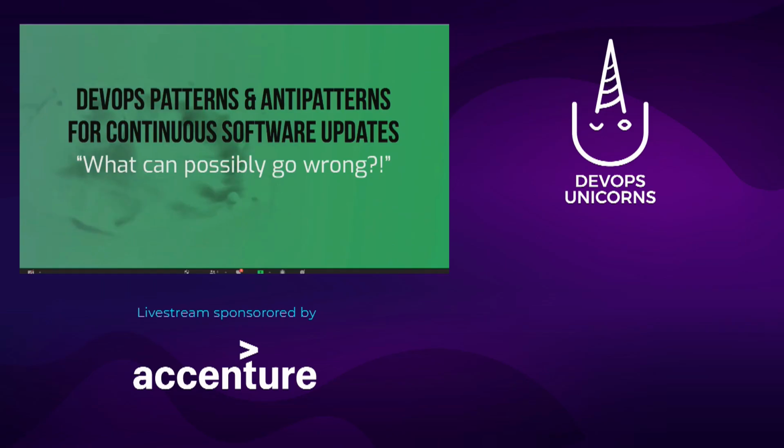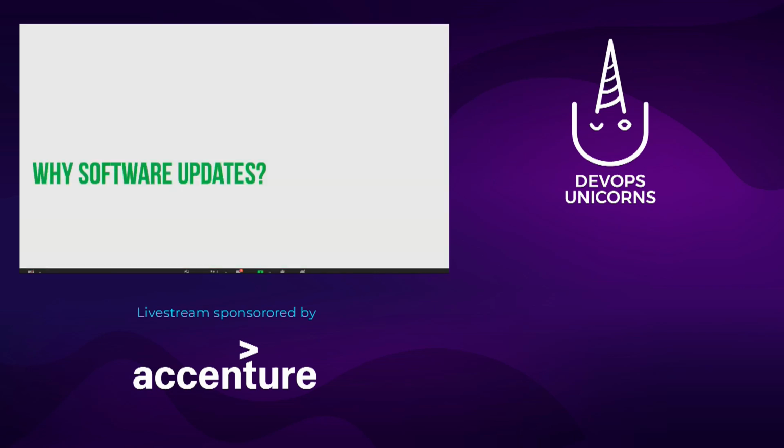Today we're going to talk about DevOps patterns and antipatterns for continuous software updates. It's basically about what can go wrong when you update software, or when you want your users to update software. And the first question before we talk about what can go wrong, we need to ask ourselves why people update software at all.